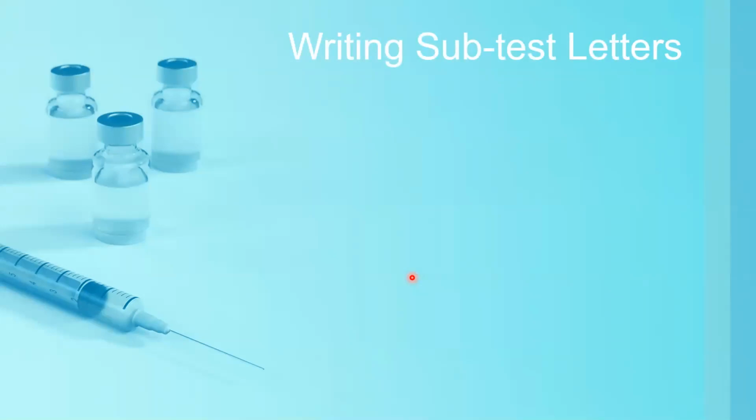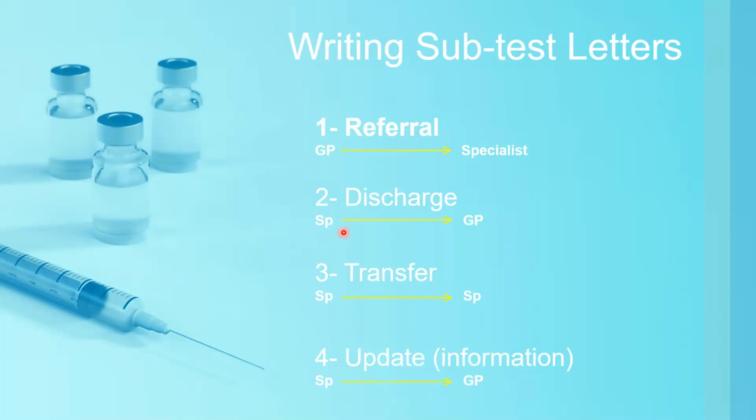Regarding the writing subtest letters, we have the first type, referral letter, the second one, discharge letter, the third one, the transfer, and the last one, update or information letter. Regarding these types, just as a brief discussion regarding each type, in the referral letter, you will have a patient and you are the GP who will refer this patient to a specialist. So this is the referral letter. A patient will be referred to a specialist.